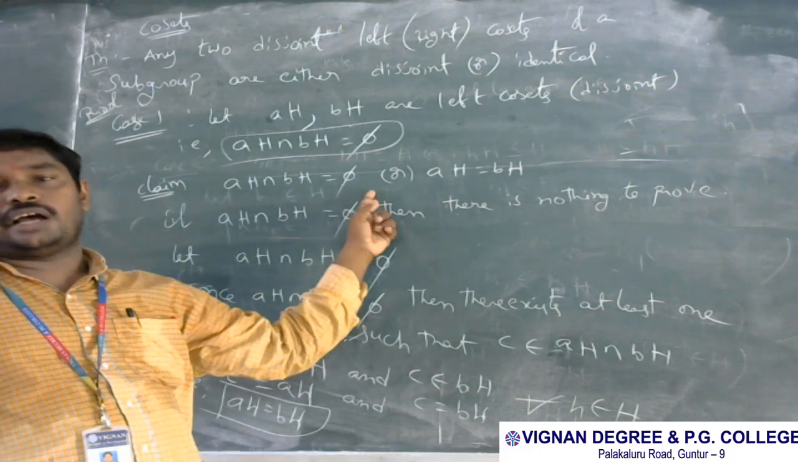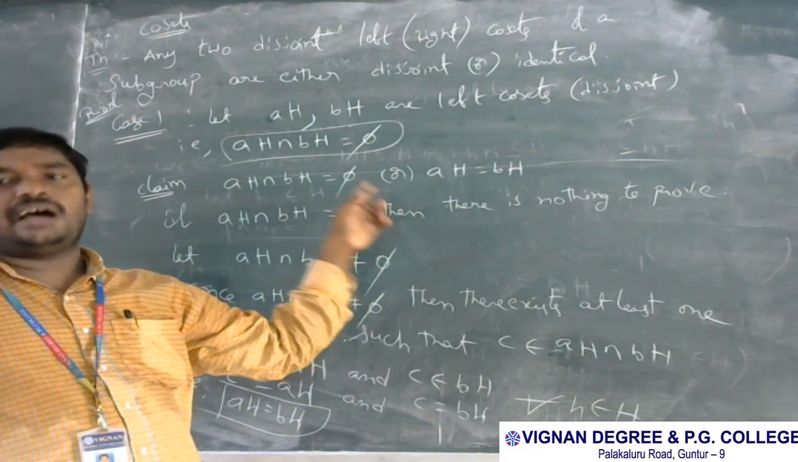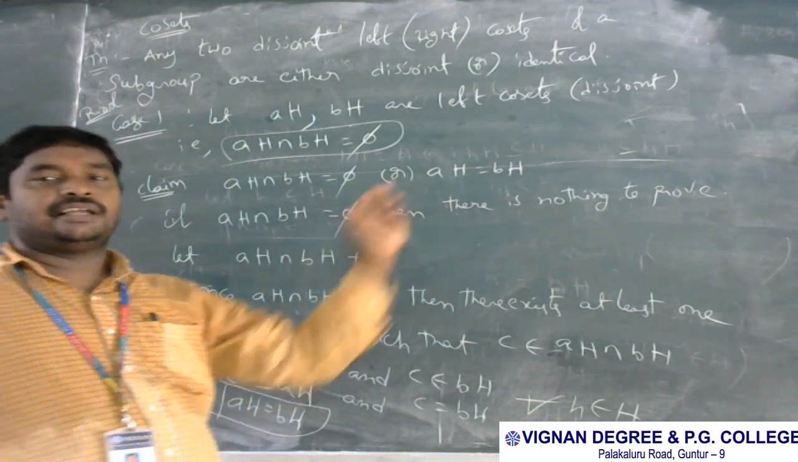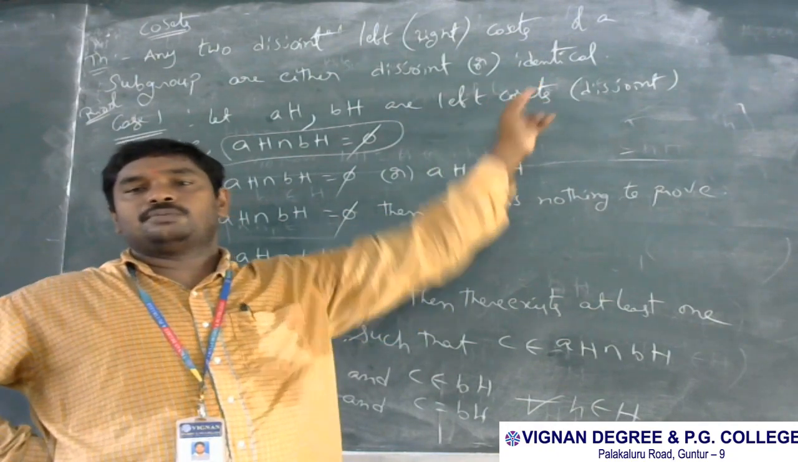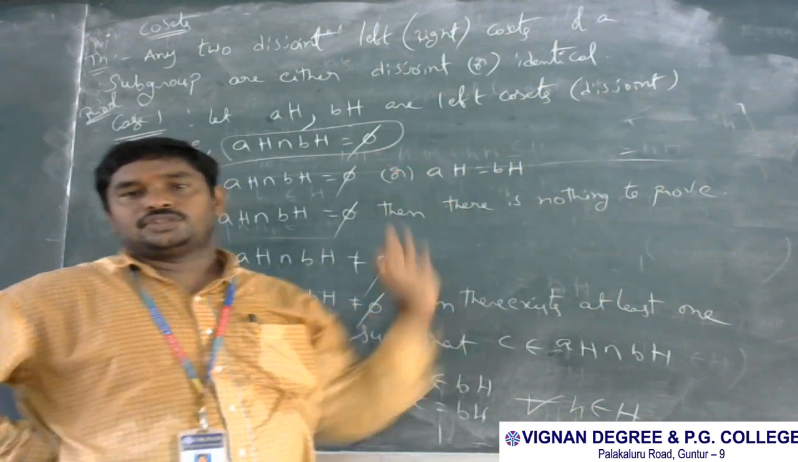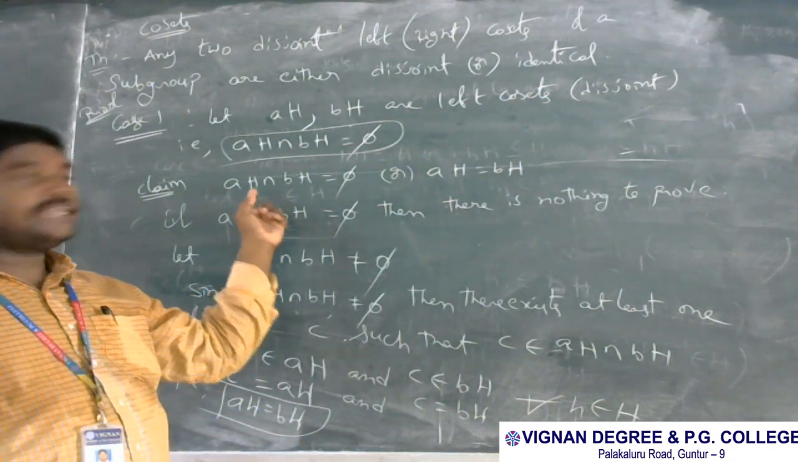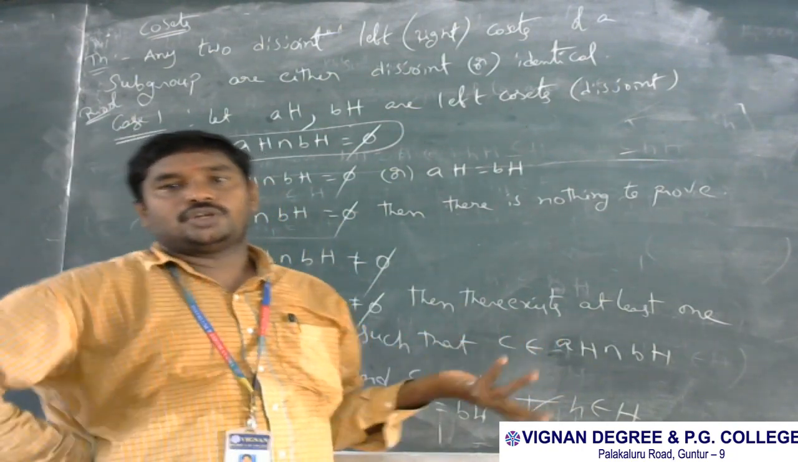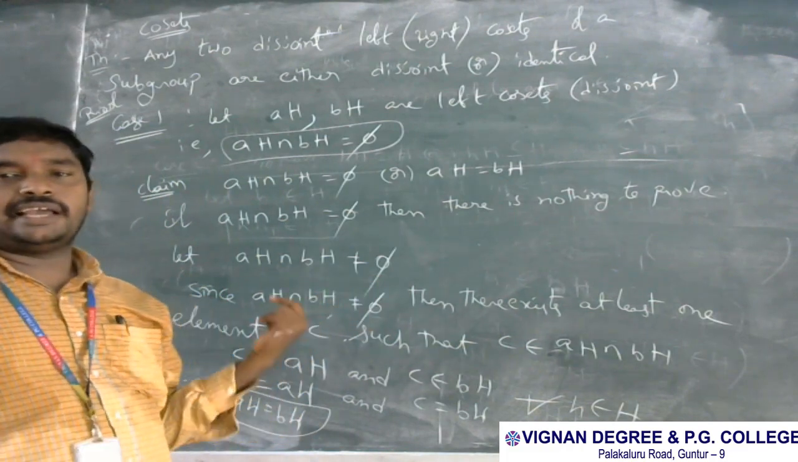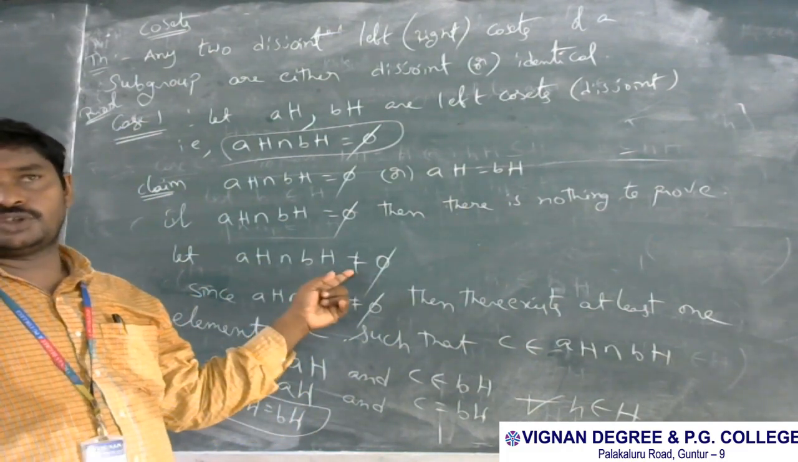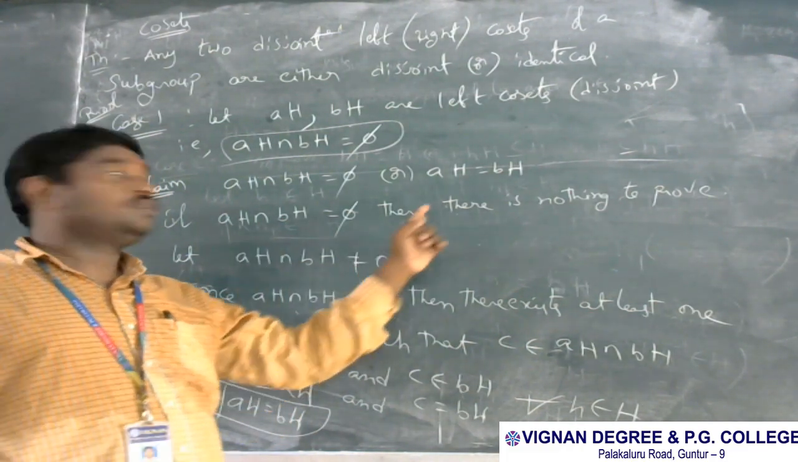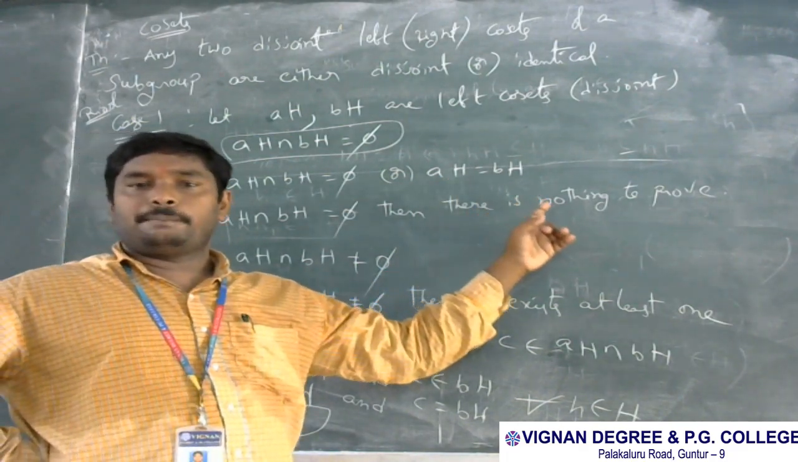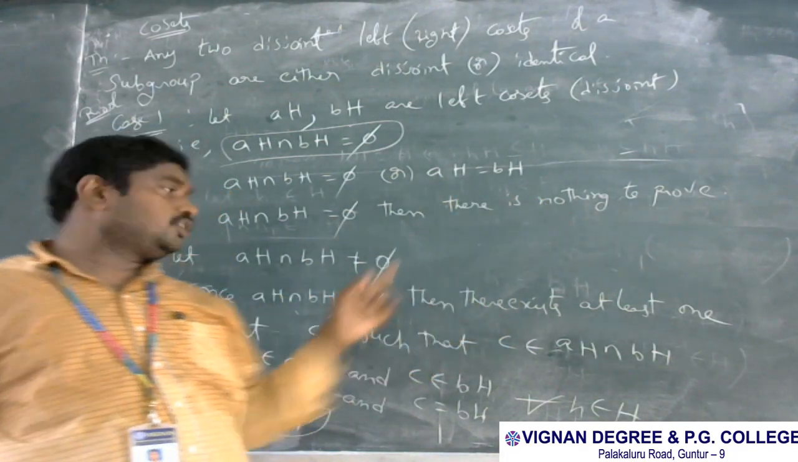Disjoint means the intersection is empty, or else the cosets are different. Identical means both must be equal. So if aH intersection bH is equal to the empty set, then there is nothing to prove. That is why I have taken it as not equal to the empty set. Now we must prove aH is equal to bH.